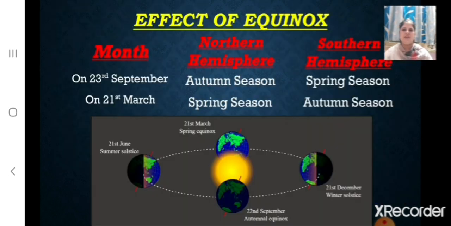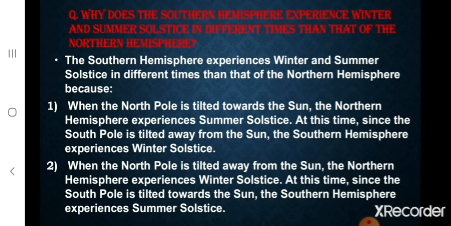So, children, what is the effect of equinox? On 23rd September, we have autumn season in the northern hemisphere and spring season in the southern hemisphere. And the opposite is the case on 21st March. That is, we have spring season in the northern hemisphere and autumn season in the southern hemisphere. Now children, let's discuss. Why does the southern hemisphere experience winter and summer solstice at different times than the northern hemisphere?